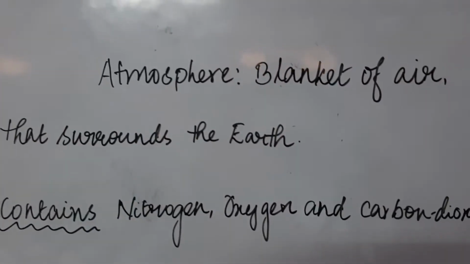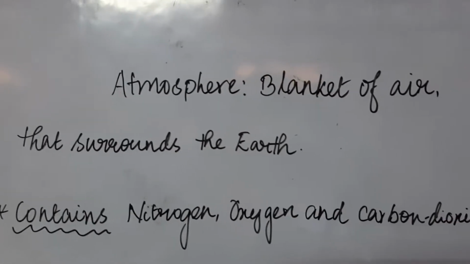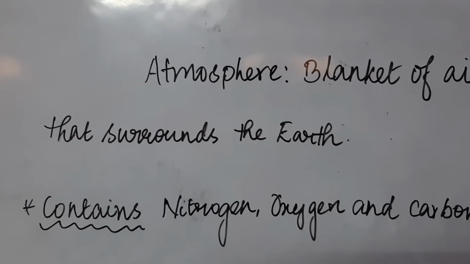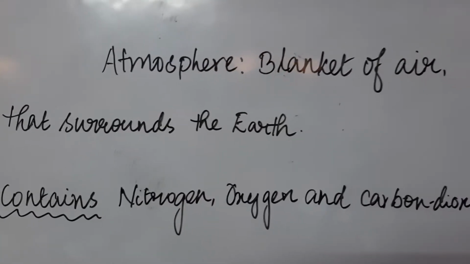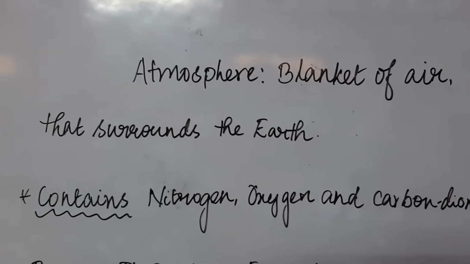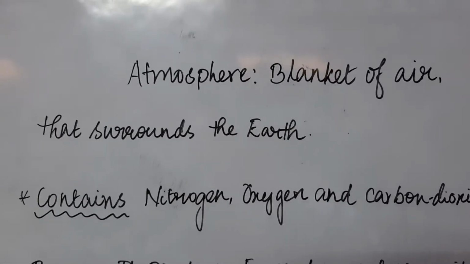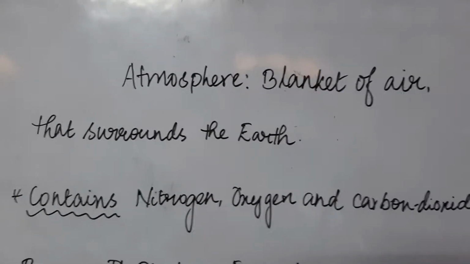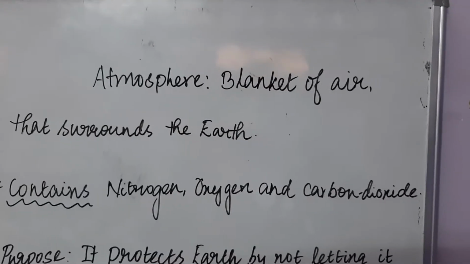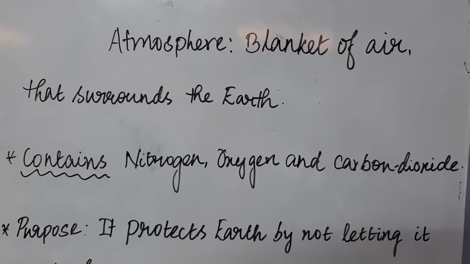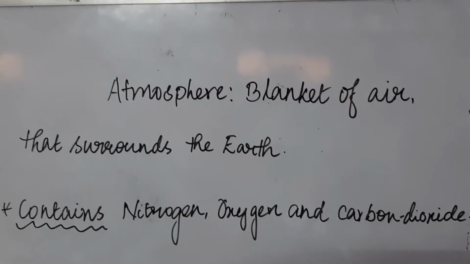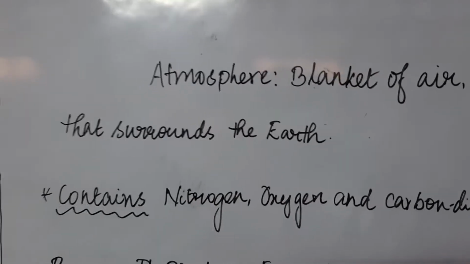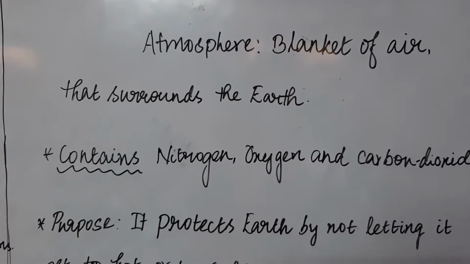Atmosphere, as you have already learned in grade 3, the blanket of air that surrounds the Earth's surface is called the atmosphere. Once again, I'll repeat: the atmosphere is a layer of air, or a blanket of air, that surrounds the Earth. What does the atmosphere contain? The atmosphere contains nitrogen, oxygen, and carbon dioxide. These are the gases in the layer of the atmosphere that we can't see, we can only feel.